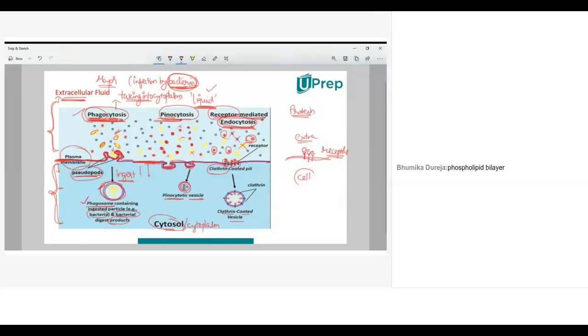What happens? The plasma membrane will form pseudopod-like invaginations, the plasma membrane forms like this, and these particles will move into the plasma membrane like this, and it will be taken in, forming a bubble-like structure called a vesicle. Here it is taking the liquid droplets, no? That's why we are saying it as pinocytotic.